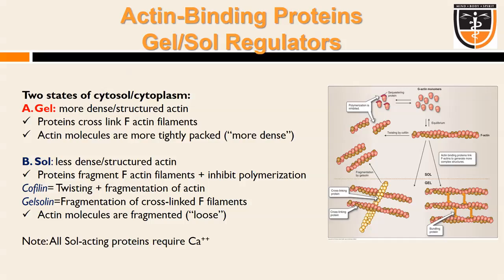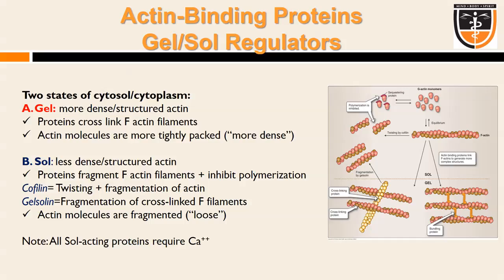So these actin-binding proteins will control that, because we know actin is inside the cell all over. The gel state is more dense, and it has more dense and more structured actin inside it, much more tightly bound together. So these proteins will cross-link F-actin molecules, make them connect to each other, and make them packed much more densely.